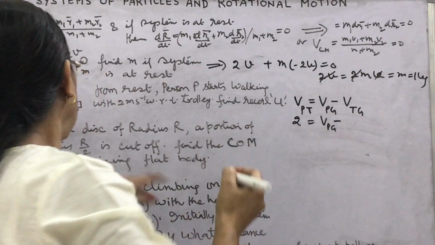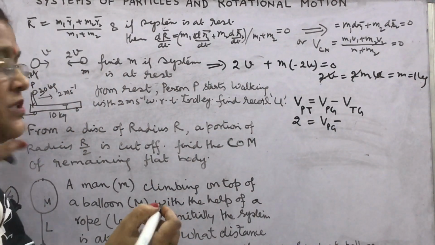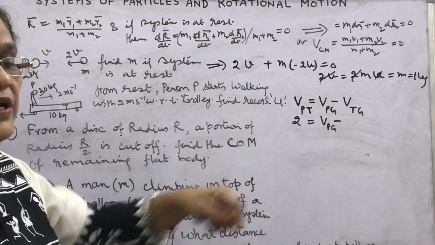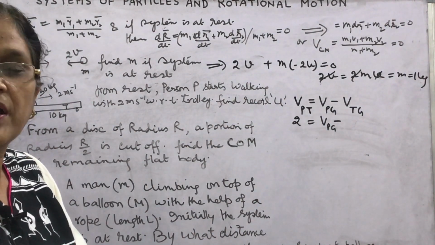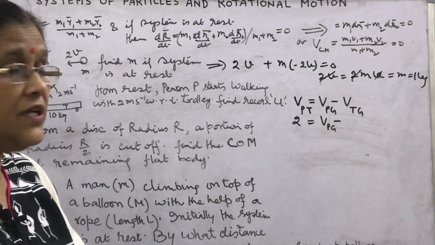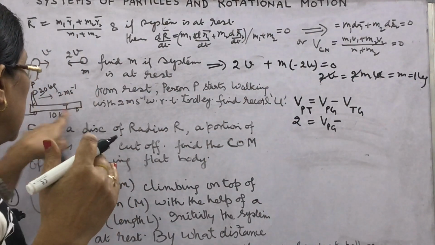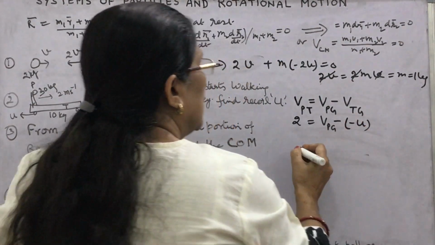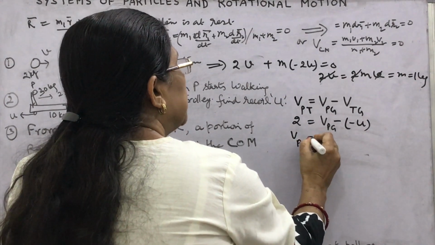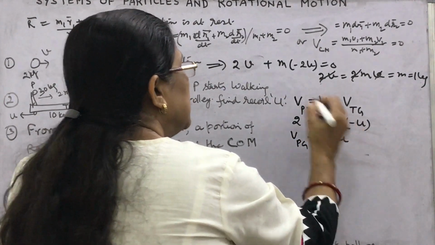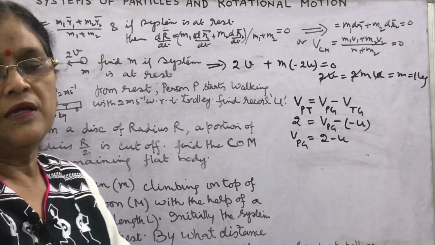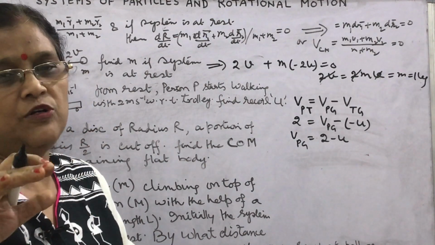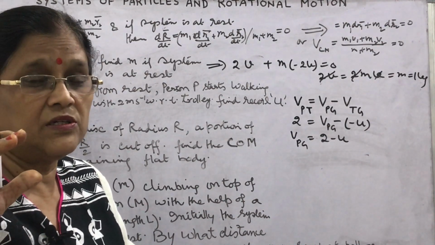Suppose the velocity of recoil with respect to ground is u, so you put u here, and then find the direction of velocity. This is positive, so this u will be in the negative direction. So what will you write here? This is minus u. So the velocity of person with respect to ground will be 2 minus u. Now simply, initial momentum will be the same as final momentum and equal to 0 because the system is at rest.